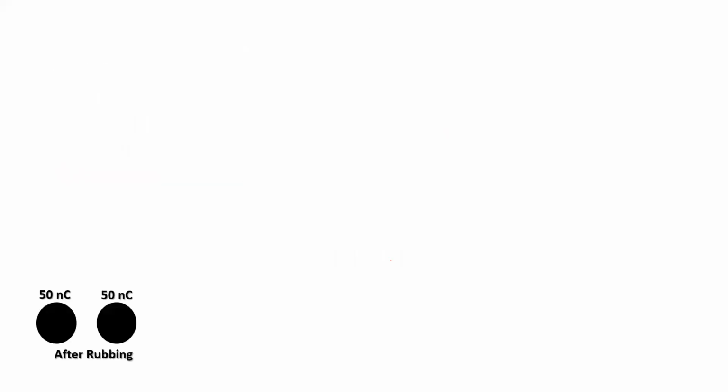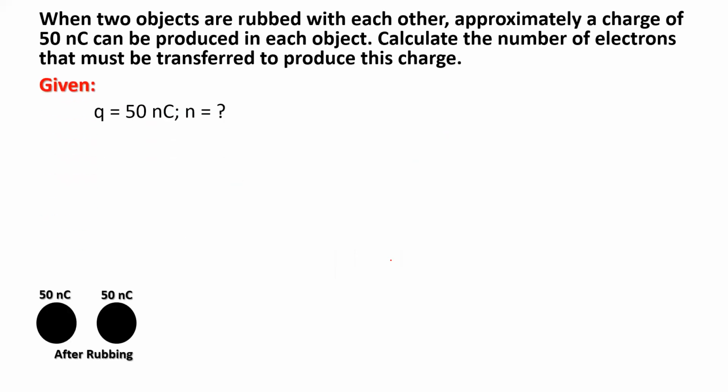Similar to this, we are going to see one more problem. Problem number 2: when two objects are rubbed with each other, approximately a charge of 50 nanocoulomb can be produced in each object. Calculate the number of electrons that must be transferred to produce this charge. Consider the two objects like this. Before rubbing, there is no charge on the two objects. After rubbing, what will happen? You rub it.